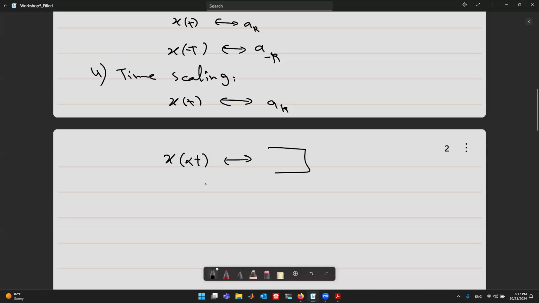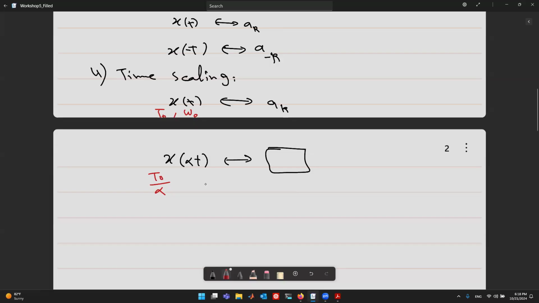To find that, let's first agree that all of these signals that we are dealing with, x(t), are periodic. They should be periodic to be able to find the Fourier series representation. So this is periodic, with a fundamental period t naught and fundamental frequency omega naught. When we do time scaling of a signal, its period will be divided by alpha.